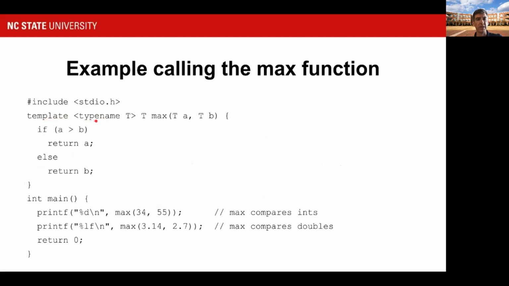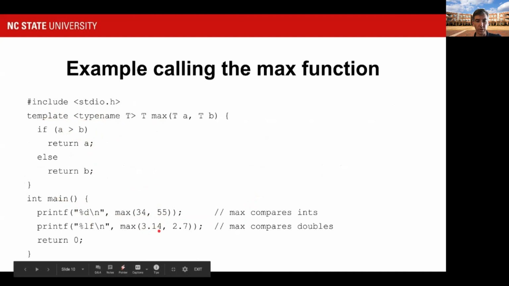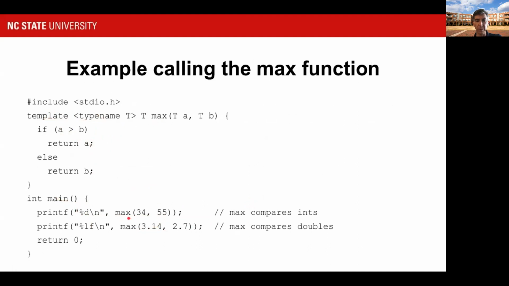We have our template called max that's based on type T. And then based on this type T, it'll determine if A or B is bigger and then return the one that's bigger. Okay, so now in main, I'm going to print out a couple of different values. One of them is based on the max of 34 and 55, and the other is based on the max of 3.14 and 2.7. Well, in this first case, the compiler realizes that I want to call this function max.